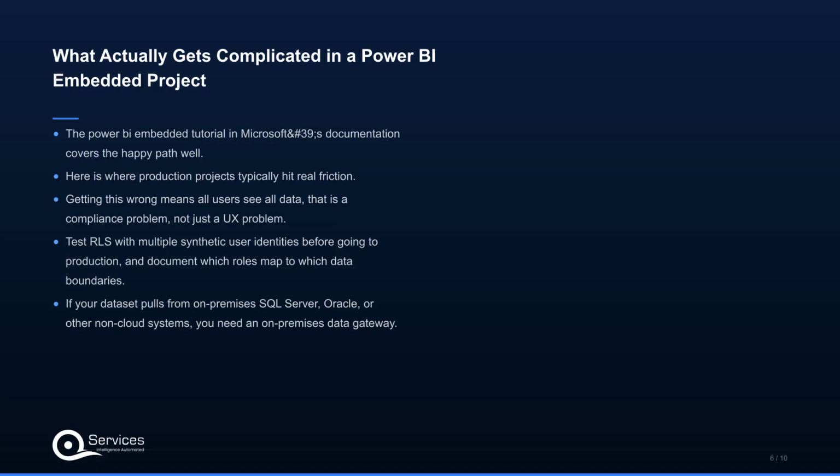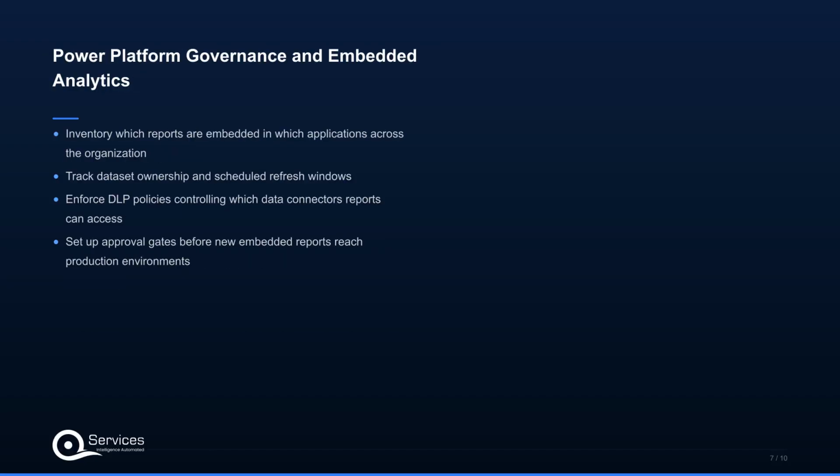If your dataset pulls from on-premises SQL Server, Oracle, or other non-cloud systems, you need an on-premises data gateway. Most Power BI Embedded tutorials skip this because it is infrastructure rather than code, but it blocks many enterprise deployments in practice. The gateway runs dataset refresh on its own schedule, separate from your application lifecycle. Understand the refresh window and dataset size before committing to a refresh schedule, because large datasets can take significantly longer than expected. Next up, Power Platform Governance and Embedded Analytics.